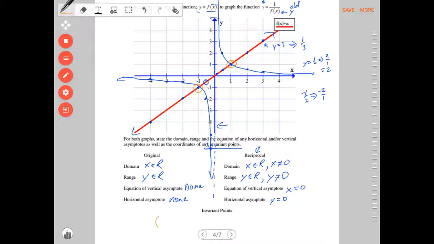So this always happens when y is -1 or when y is +1. And then the x values are just what they are. In this case, the x value is +1 when the y value is +1, and we get -1 and -1. So those are our two invariant points. Awesome.